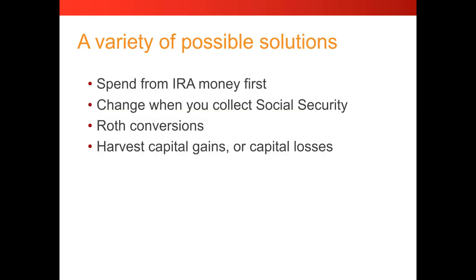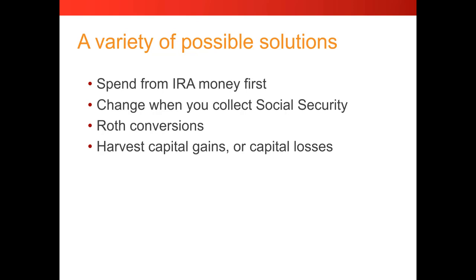Now, there are a variety of possible ways to do that. You can spend from IRA money first. Most people will spend other assets and save IRA money for as long as possible. You could change when you collect Social Security. As the foundation of retirement income, there are often a lot of benefits associated with making changes around how and when you collect benefits. You can do Roth conversions, pushing money from a traditional IRA into a Roth IRA. Now, you'll pay taxes on the amount of that conversion, so you generally don't want to convert entire accounts at once. But strategically identifying how much to convert can add terrific value over a lifetime.